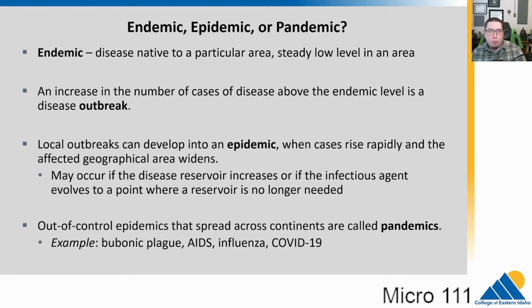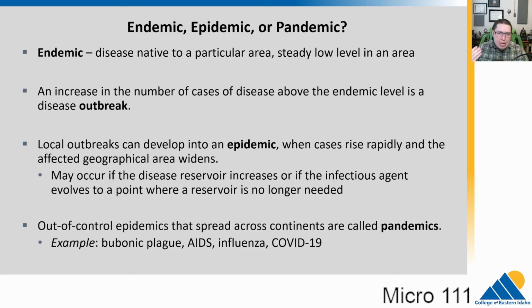Now we're going to talk about some very critical terms here. Okay, so you've probably heard this now. We have a term called endemic. This is used for a disease that is native to a particular area, and we see it at a steady low level in that area. This is what we call an endemic disease. In the United States, at least in the past, chickenpox used to be an endemic disease. It occurred at a relatively stable rate in the United States.